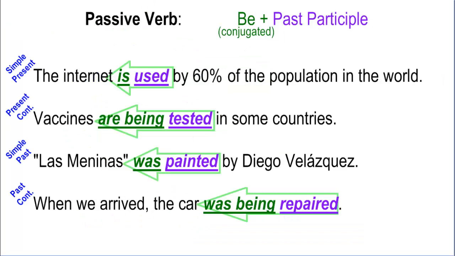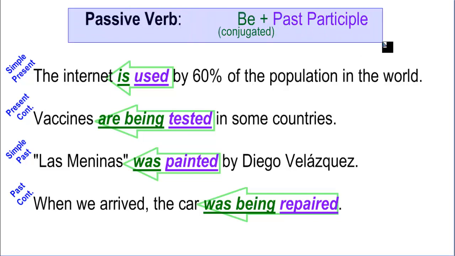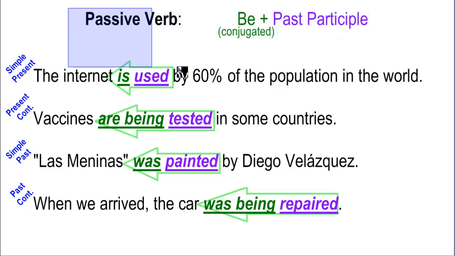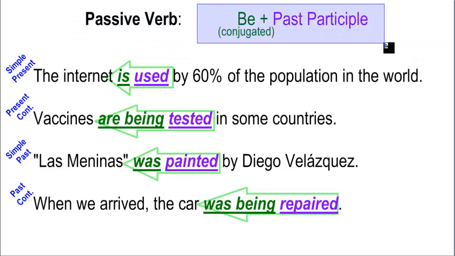Now, remember that the passive voice can happen in different tenses. Okay, and the verb essentially is the verb to be and the past participle. For any sentence in passive voice, you have to use that: the verb to be and the past participle. Now remember please that the verb to be is going to be adapted to the different sentences, so you have to conjugate the verb to be.